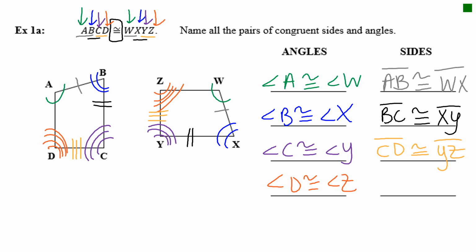The last one is the first and last letter, AD. We use four tick marks. It's congruent to the first and last letter, WZ, also with four tick marks. So line segment AD must be congruent to line segment WZ. Because we have a four-sided shape, a quadrilateral, we labeled the four congruent angles and the four congruent pairs of sides.